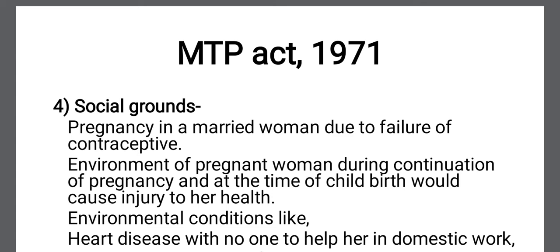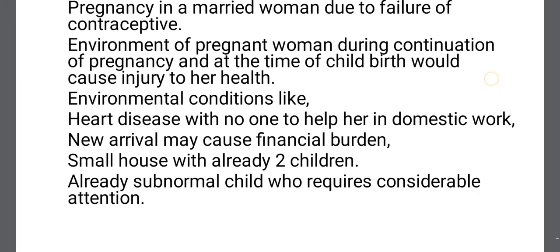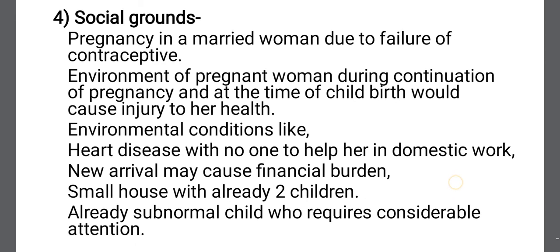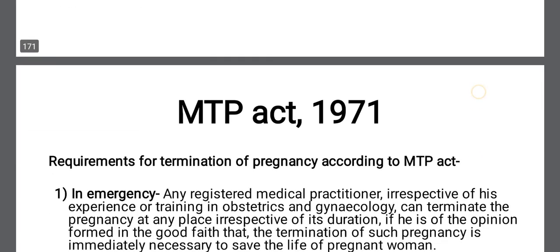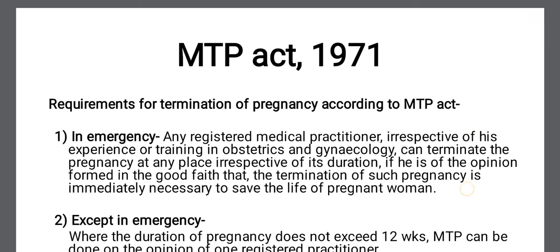And on social ground, if she is already having so many problems in the family because of failure of the contraception, or already having 2 children at home, or already having some subnormal child in the home, whose highest care is to be taken of such a mentally or physically handicapped child, and one more child will add another burden or workload on the family, as well as financial burden on the family. In such cases, on social grounds, you can ask for termination of the pregnancy.